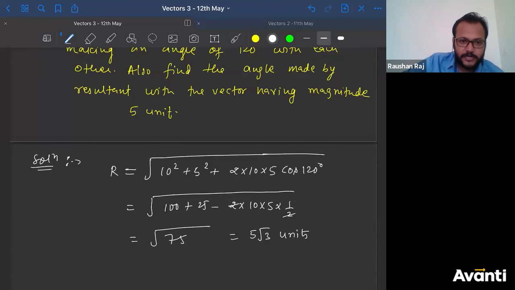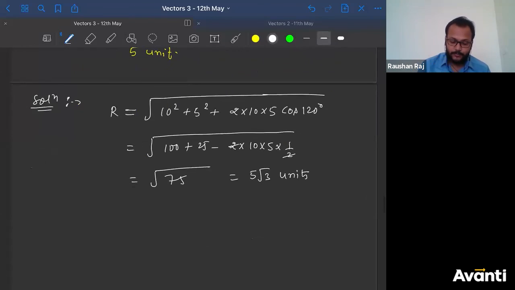So very few of you have got the answer. Viswa, Ranjita, and a few others. ऊपर में कुछ लोगों ने आंसर किया था. Okay. So the resultant is what? 5 root 3. So please verify this answer. Okay. Now क्या पूछा है?